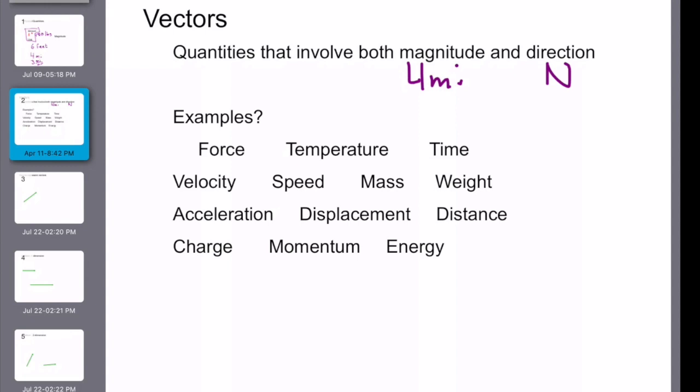So examples, force is a vector, right? If I push to the right, it's going to have a different effect on an object than if I push to the left. Temperature is not a vector. The counterpart is scalar, has only magnitude, no direction. Okay, so when I said the thing is 4 miles away, that's a scalar. It doesn't have a direction associated with it. As soon as I have a direction associated with it, it's a vector.